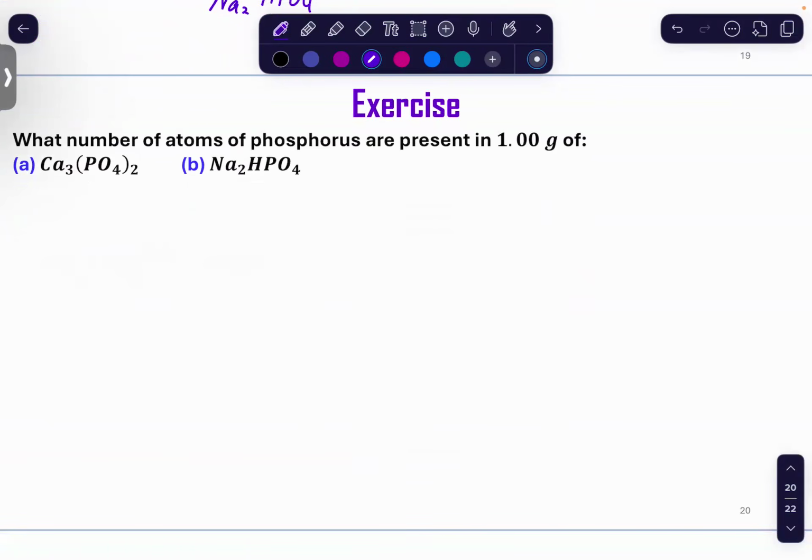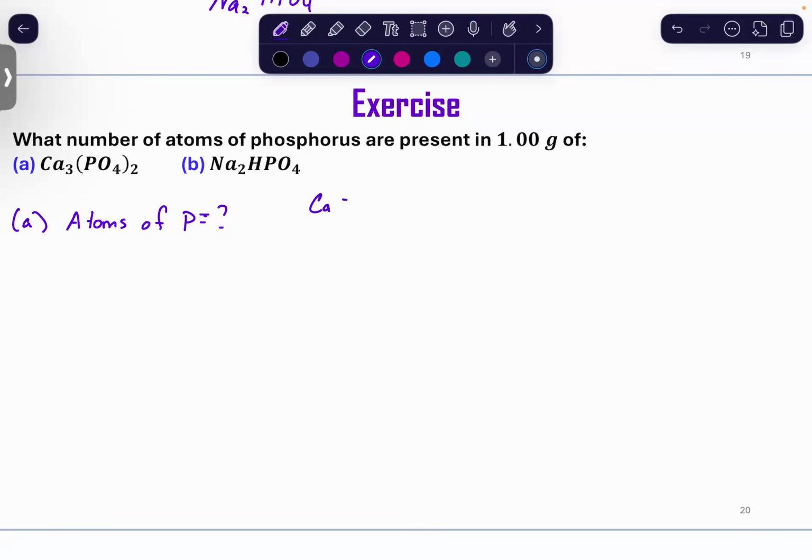What number of atoms of phosphorus are present in 1 gram of, again, we're going to use the calcium phosphate and the sodium hydrogen phosphate. Okay, so what are things that I know?